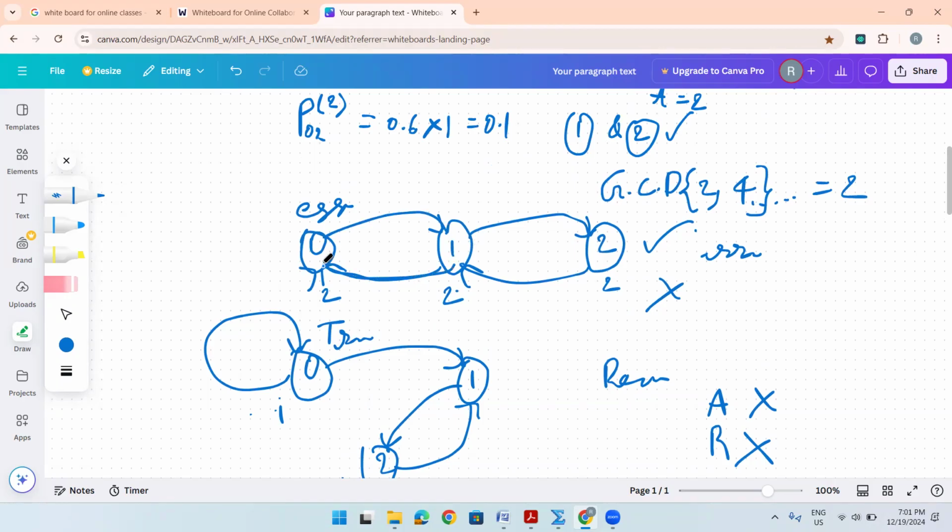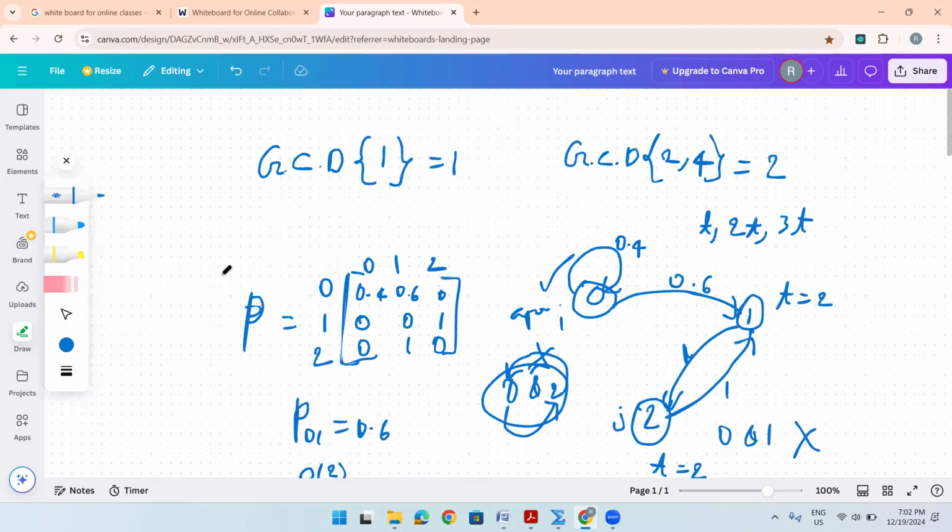From 1 to 0, we can move and we can return back. And from 1 to 2, we can return back. So if we can return back, that's called recurrent. All are recurrent, no problem. But what about periodicity? Periodicity is 2, so they are not aperiodic. So it's also not ergodic. Okay, I'll tell you some ergodic examples.